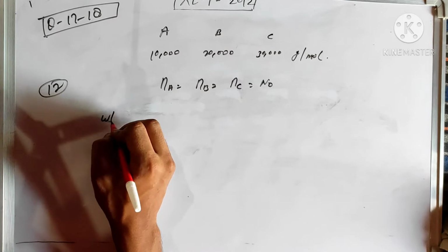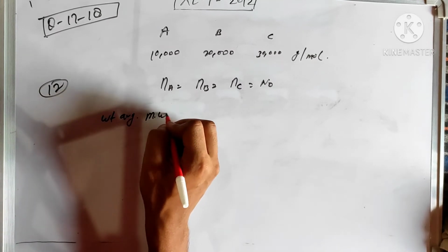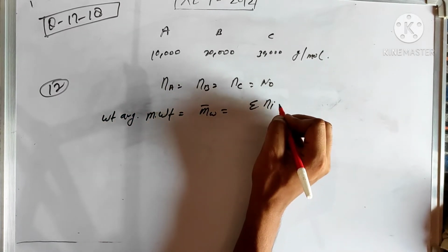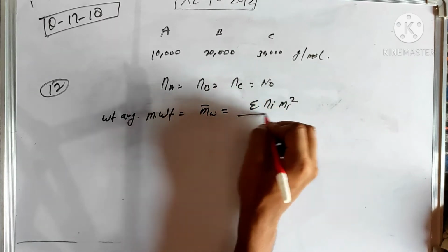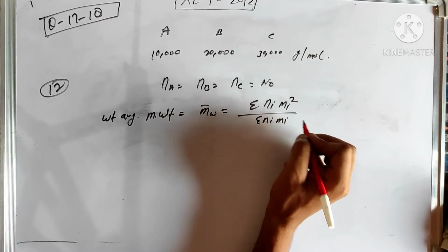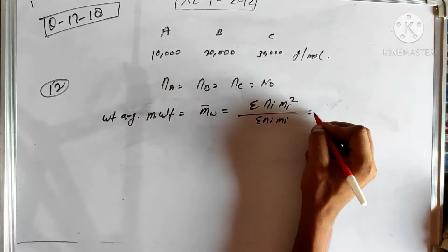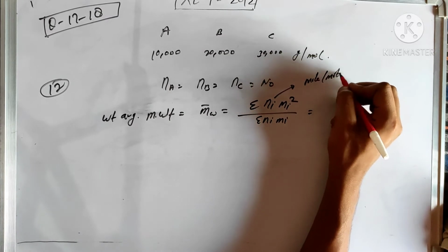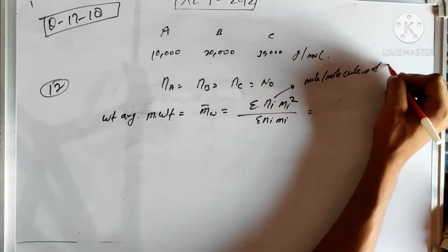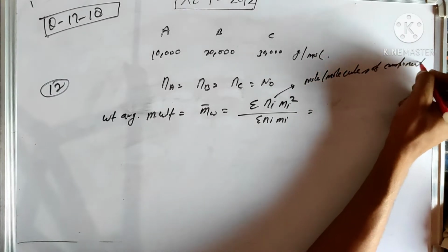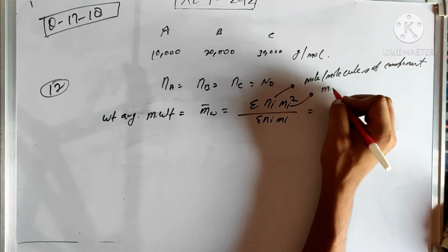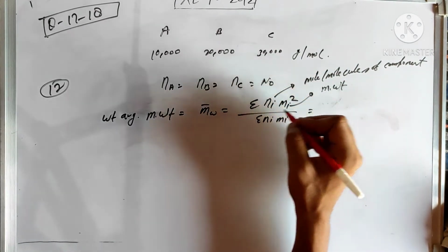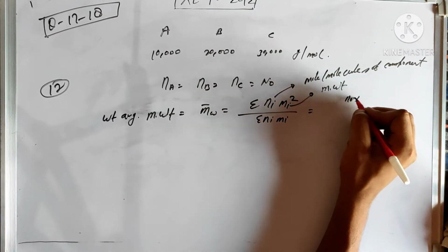Now the weight average molecular weight of the polymer is given by Mw equal to summation of Ni into Mi squared divided by summation of Ni into Mi, where Ni is equal to moles or molecules of the component, and Mi is equal to the molecular weight of the individual component.